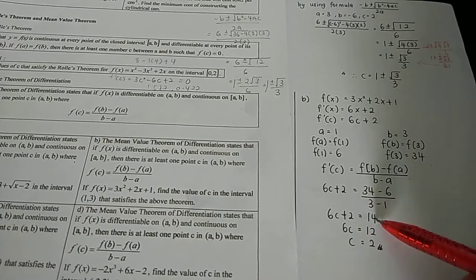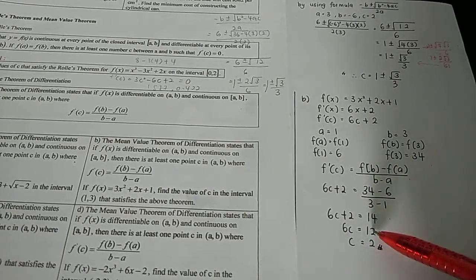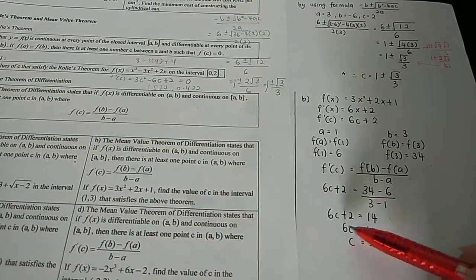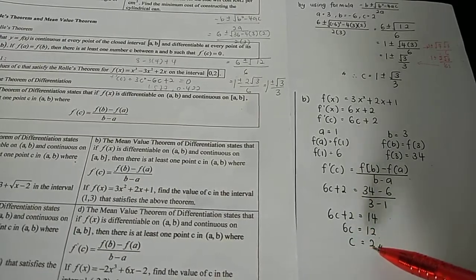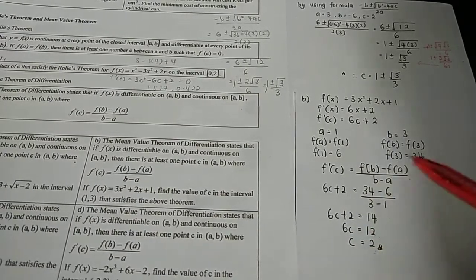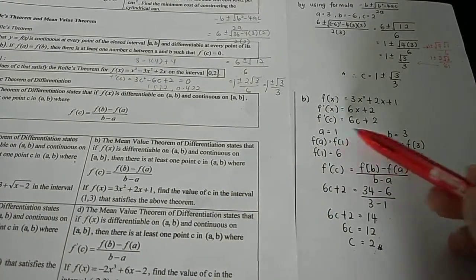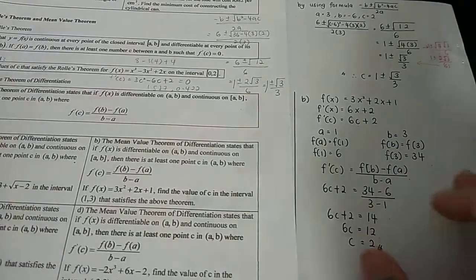Okay, kat sini awak dapat 14. Okay, so plus 2 bawa sini jadi minus 2. So that's why tinggal 12. So 6c. So nak jadikan c sahaja, 6 bawa sebelah sini jadi divide. So 12 divided by 6 is 2. So c equal to 2. So check lah whether c ni masih dalam interval dia ke tak. So interval dia from 1 to 3. So c dia bolehlah masuk dalam tu. So jawapan awak adalah c equal to 2.